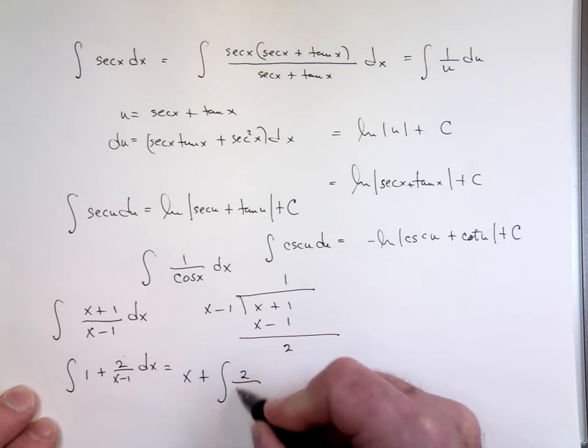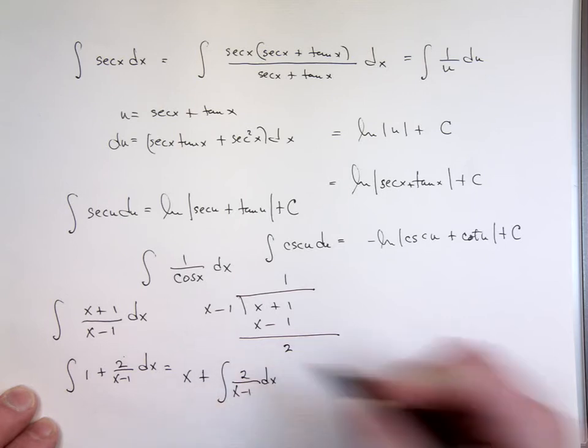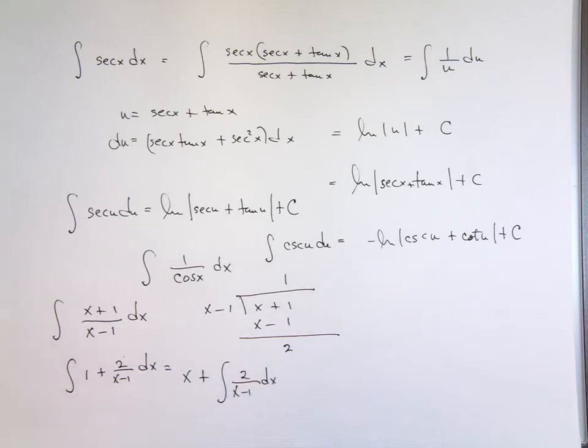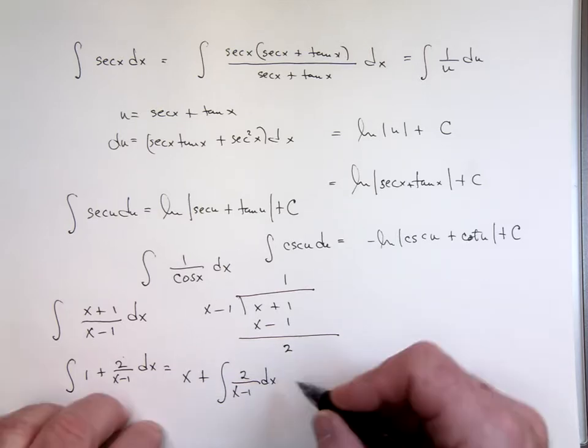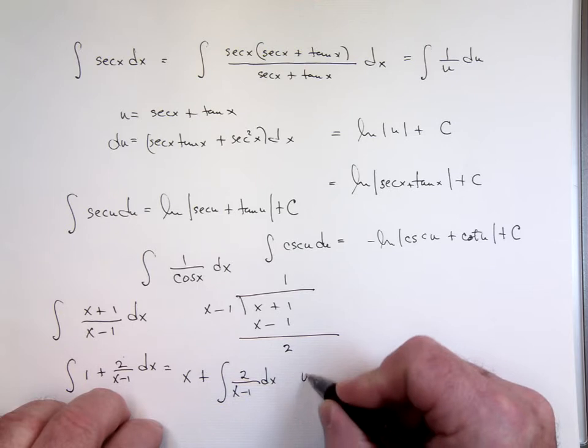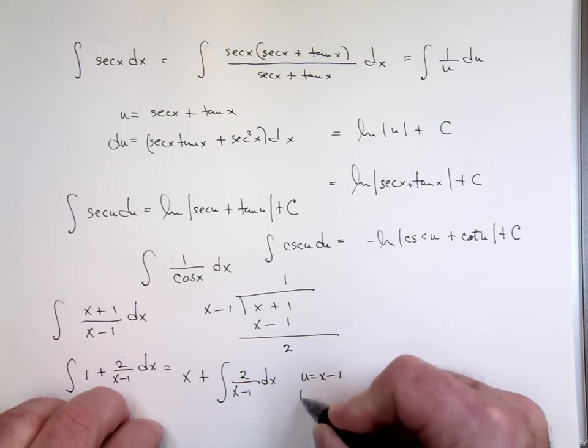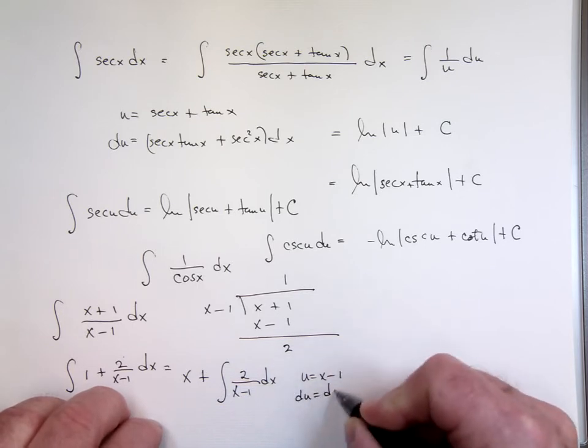And that's exactly what it is. What is this integral? You can take the 2 out front, of course, and it's 1 over u du form. It's our natural log form. Okay? U is x minus 1. I'm going to write it out. The du is dx. Du dx is 1, so du is dx.